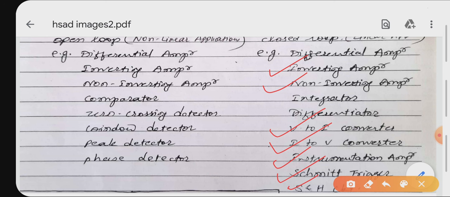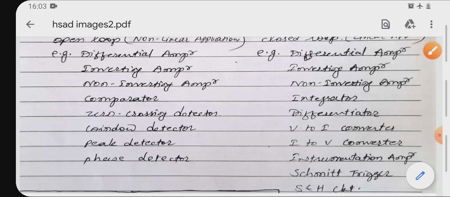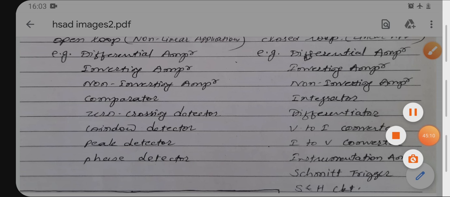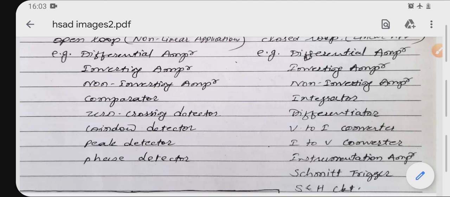In non-linear applications, comparator, then peak detector, and these are only in your syllabus. So we have finished the linear and non-linear applications of op-amp. In the next video we will discuss PLL. So up to this video, that's all about the linear and non-linear applications.